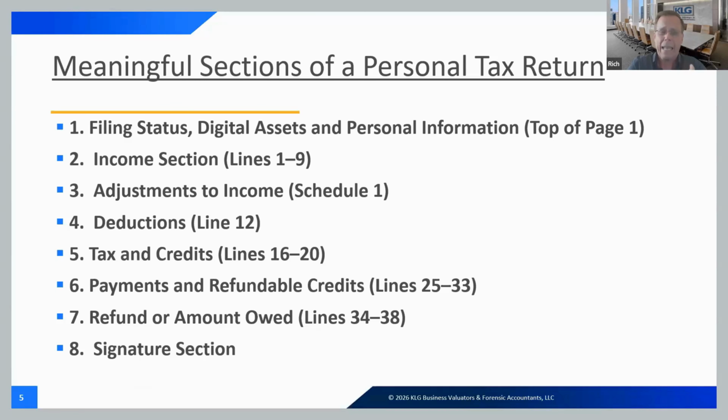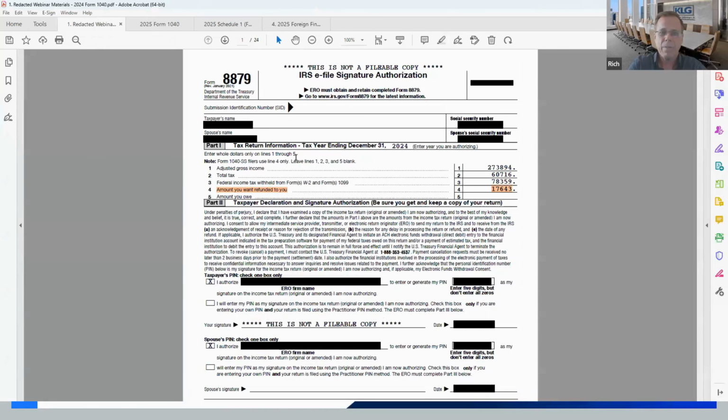So again, I'll just read the list. You can see the meaningful sections of the personal tax return, and this is on pages 1 and 2: the filing status, the question about digital assets, personal information, the income sections, adjustments to income, deductions, tax credits, payments we'll get into, and refund and amounts overpaid. And obviously there's a signature section. So with that, Lou, I guess we can just start going through the key information on the tax return.